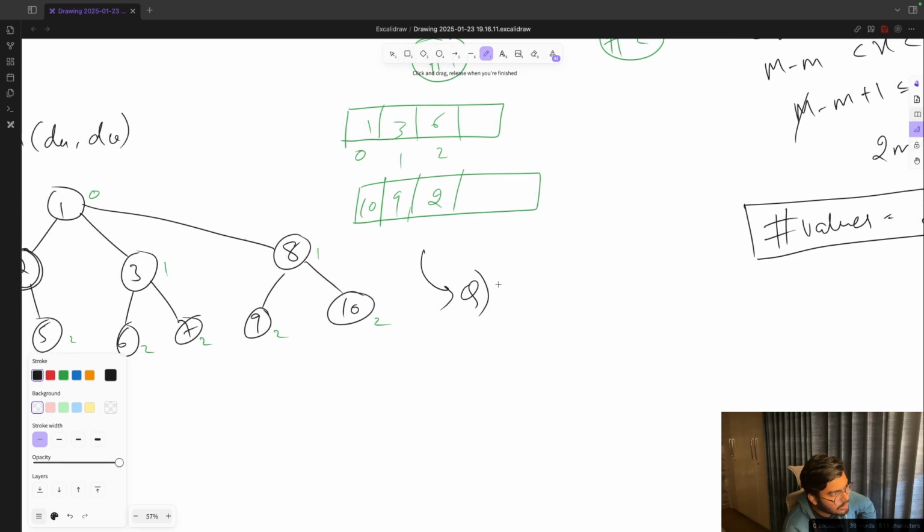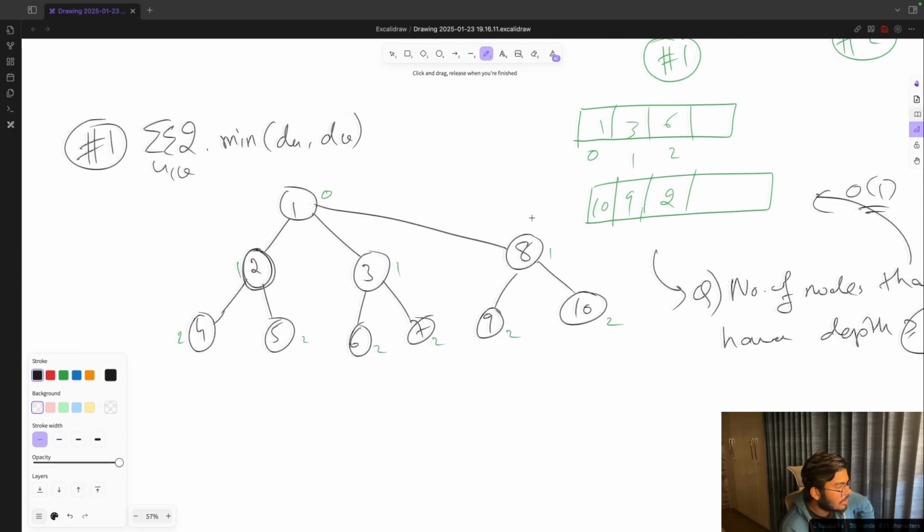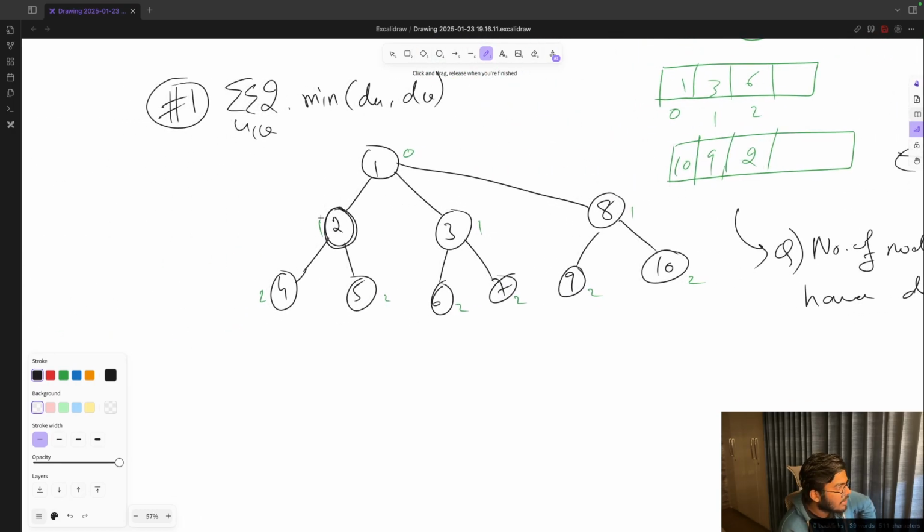So if you are asked what is the number of nodes that have depth greater than equals to d, you can make this array and query this in big O of 1, right? So if for 2 you want to know this value, let's say I set d min equals to depth of node, right? So you can just get the number of nodes that have depth greater than equals to 1, that is 9 in this case. So 1 2 3 4 5 6 7 8 9.